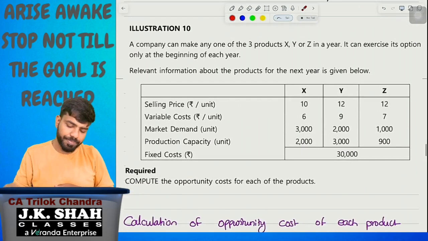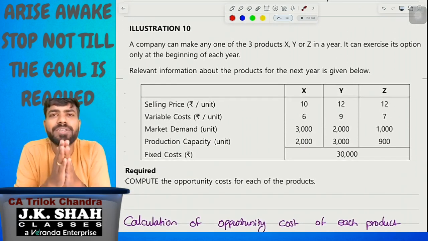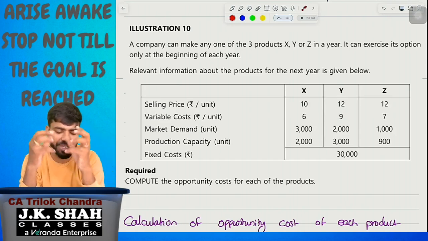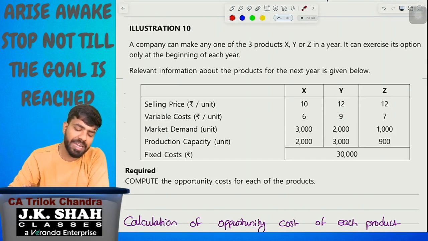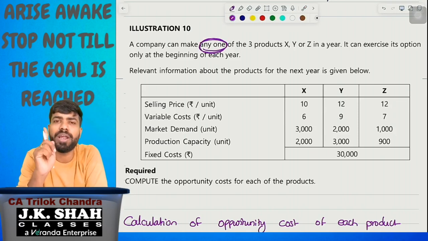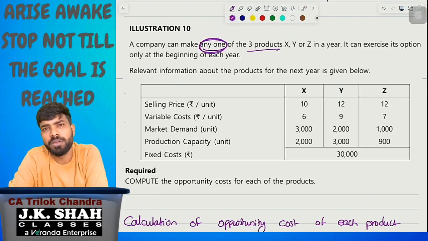Question number 10. This question is one of the application-oriented ones, and it is a question based on opportunity cost. Listen to me carefully. First you understand the question. A company can make any one of the three products. This wording makes sense: any one. The company can produce only any one product out of three products.